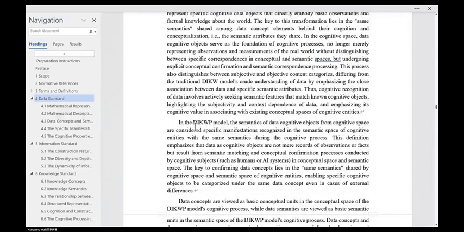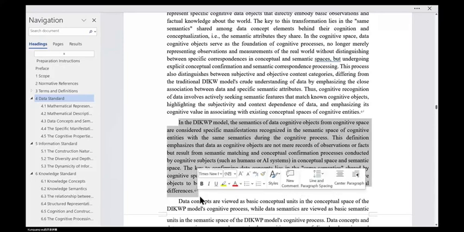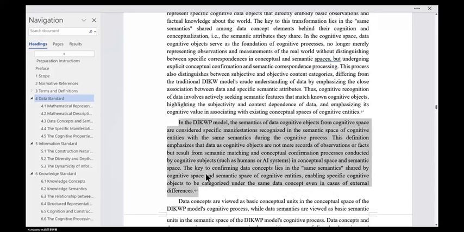The fifth paragraph is in the DIKWP models. The semantic of data cognitive object from cognitive space and considerate specific manifestations to the same data concept, even in case of the external differences. So this paragraph, anyone have questions?